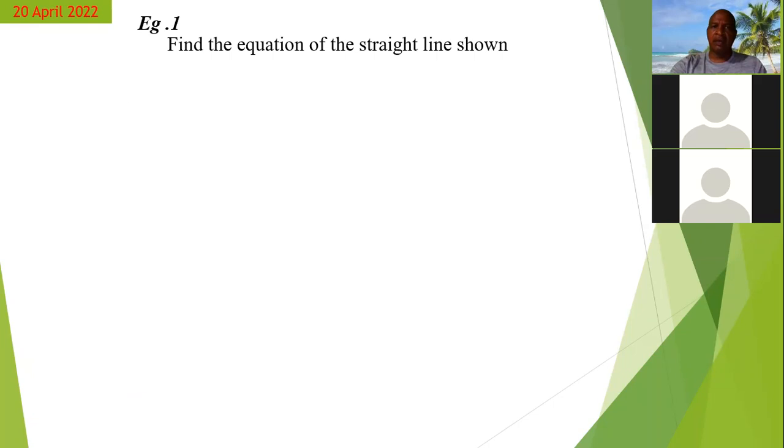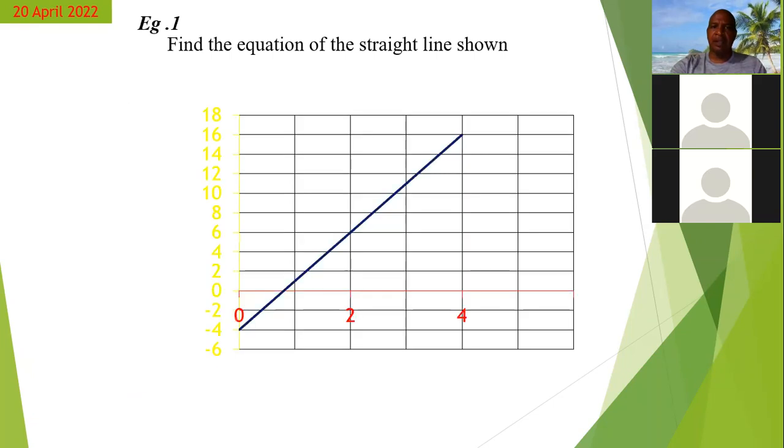So now here we have an example. Now here we have a graph of a straight line. Now, can we find the equation of this line? Now I'm going to ask you to do your calculation of the gradient, find the y-intercept, and write the equation for this line for me. Raise your hand when you're finished, guys.